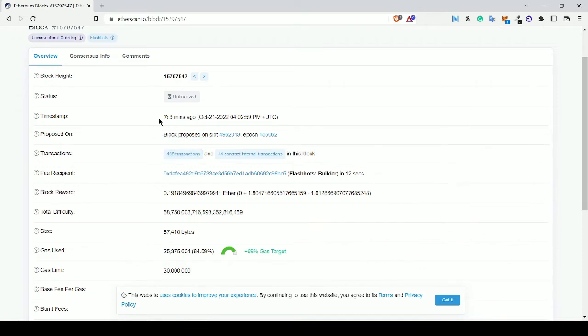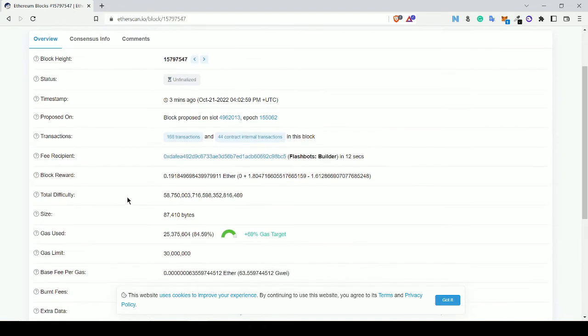This is the timestamp at which this particular block was created. And this is the proposed slot and epoch. Okay, nice. And we have the number of transactions. So you can clearly see that this block, at this point of time, has 168 transactions and 44 contract internal transactions. That's great.